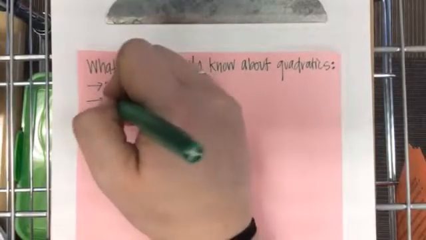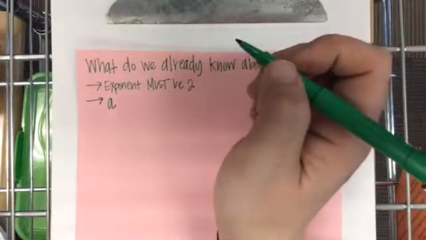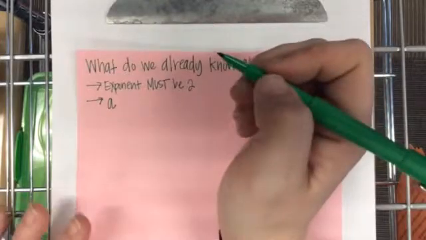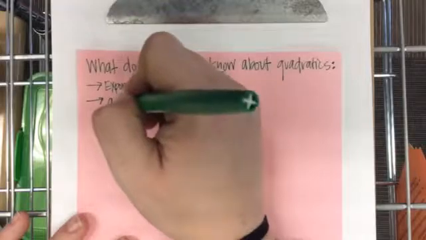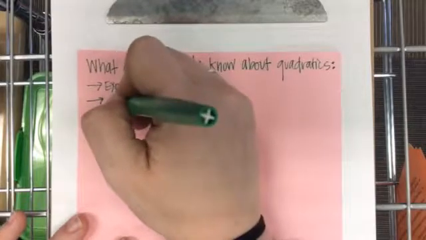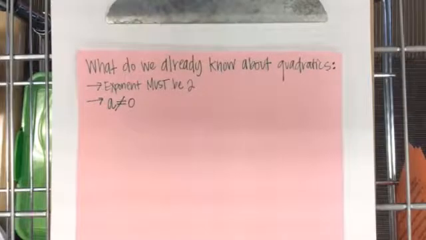The a value must not be 0. Right, if it's written in standard form, it's the first value. And what is the value of a? Greater or less than 0? It cannot equal 0. The a value cannot be 0. It doesn't work otherwise.